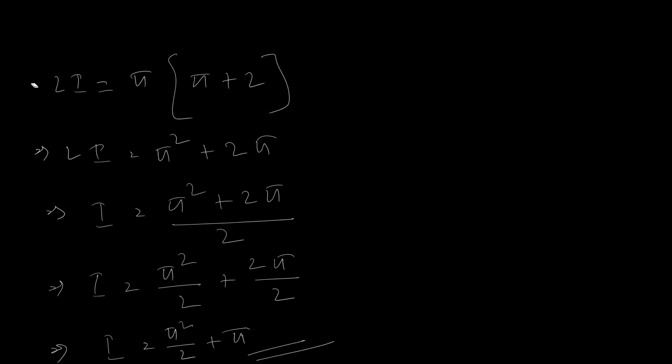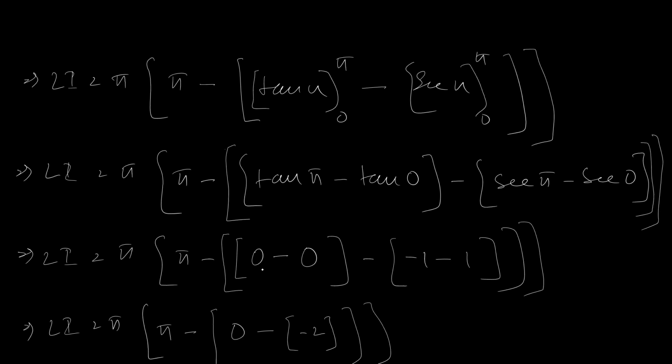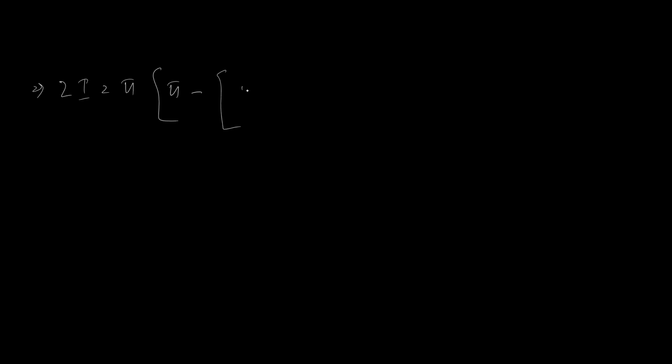So here let me rub this whole thing. Here I will get twice I is equal to pi, bracket, pi minus, this is bracket, this will be 0 minus 2, this will be plus 2, bracket close.